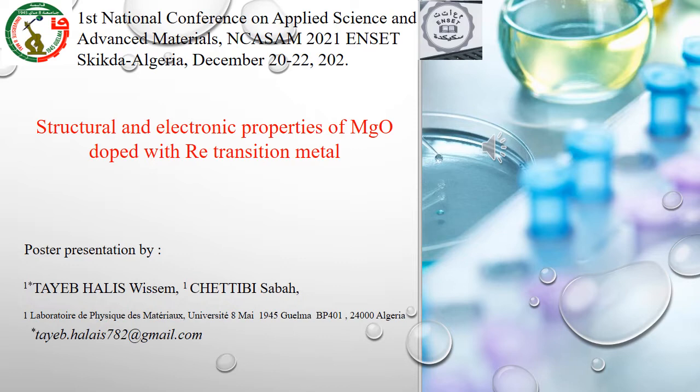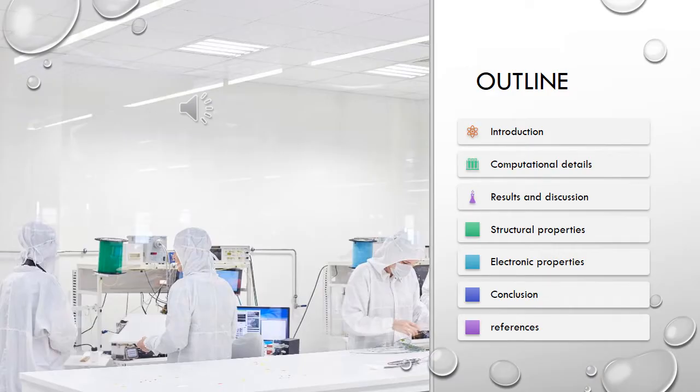Science and Advanced Material, SCIGDA, Algeria. The title of our contribution is Structural and Electronic Properties of MgO doped with Uranium Transition Metal, presented by me, Tayeb Halais Wissem, PhD student from L2PM laboratory, under the direction of Chettibi Sabah, professor at the University of Guelma, Algeria.